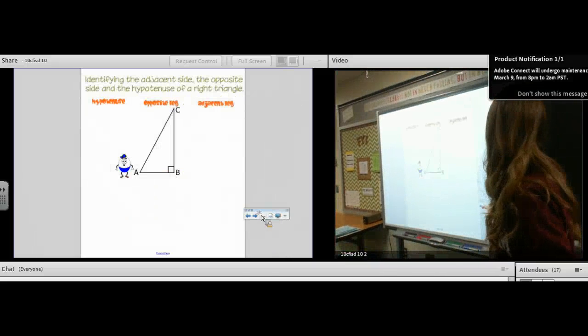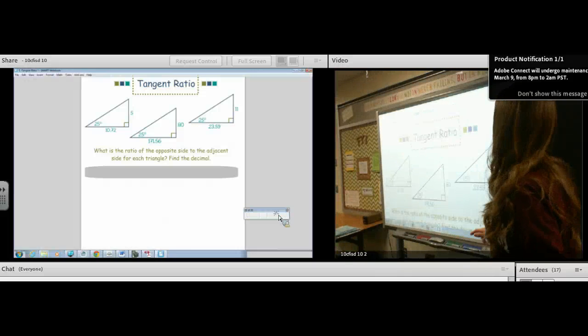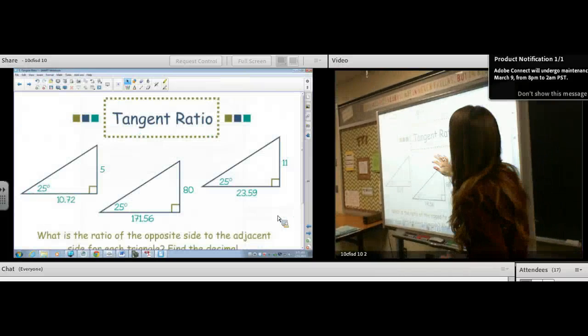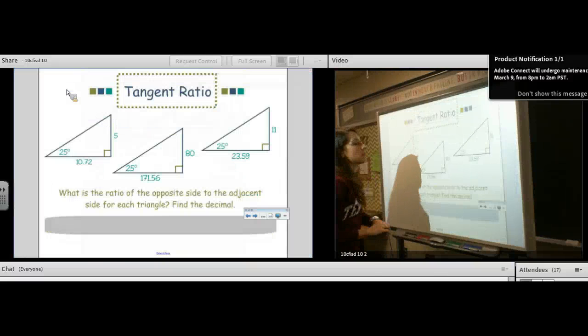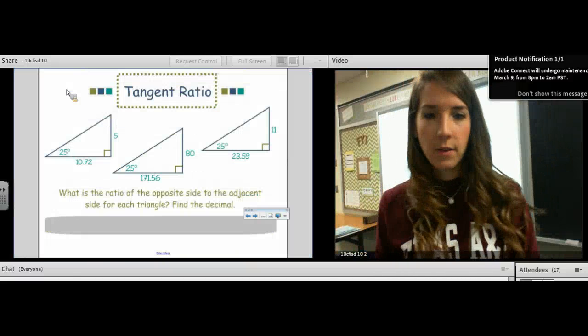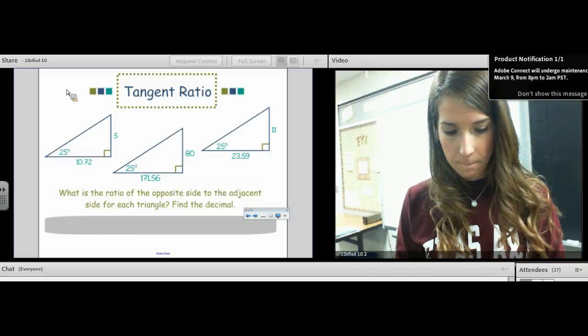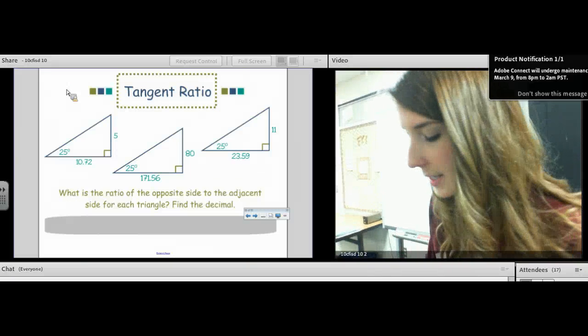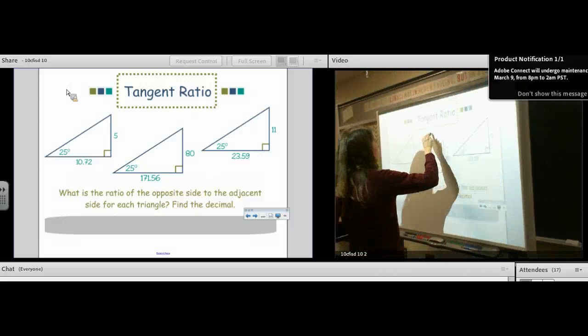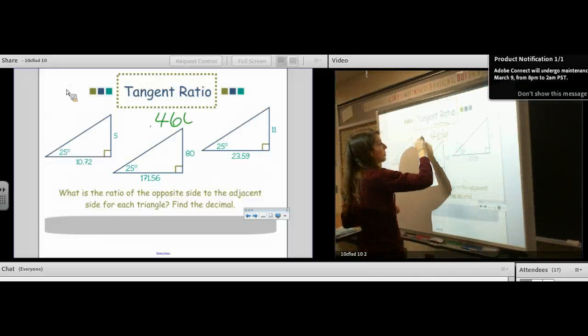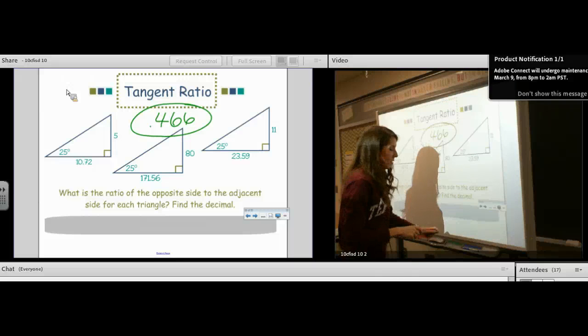Okay, I don't think we need to do that. So back to the warm-up. Every time, what did we get on each of these? Every time. .466 every time, remember? .466 when we round to the nearest thousandths.